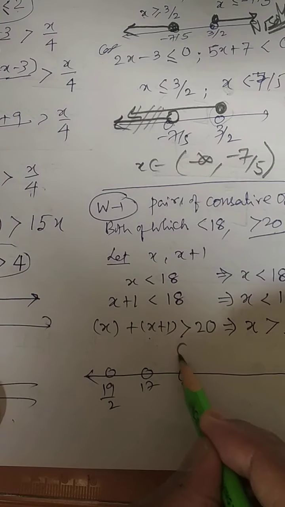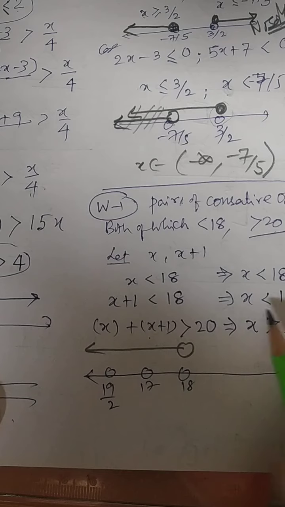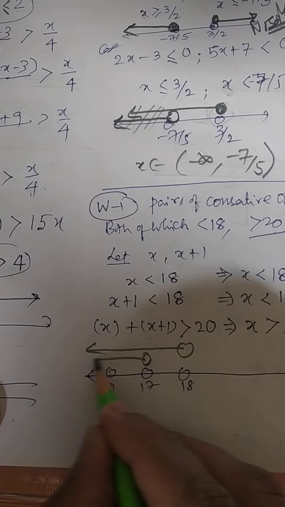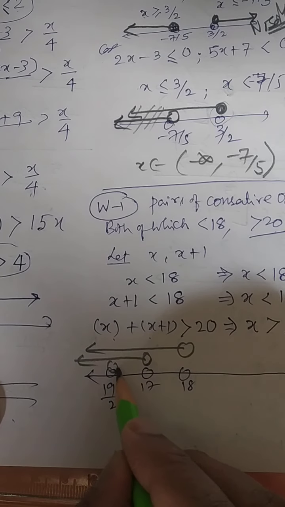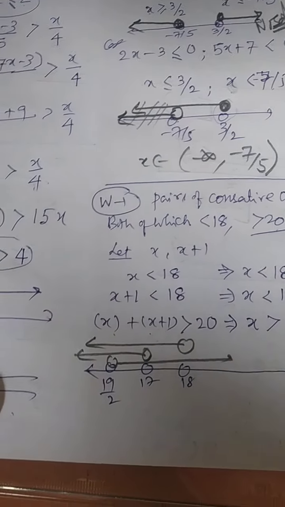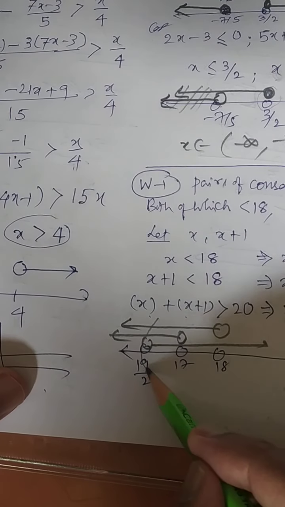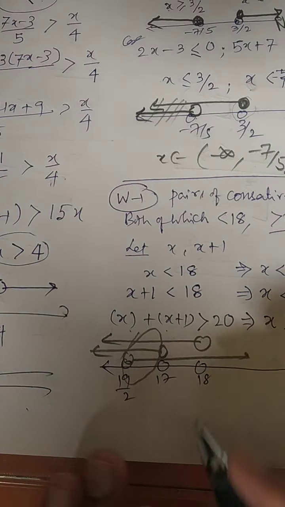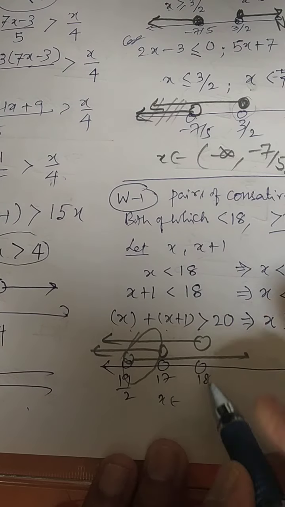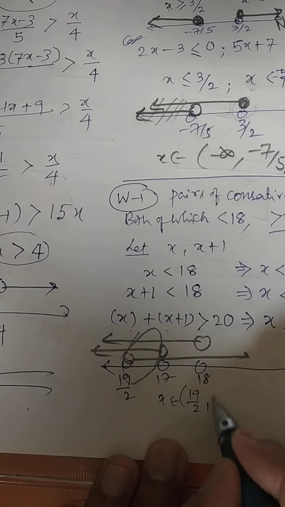So from here, x is less than 17. From here it will be like this. x is greater than over here, so I should start from here and go to the right side. Now you have to search where the common portion is. So in this particular question, the value of x belongs to the open interval 19/2 to 17.